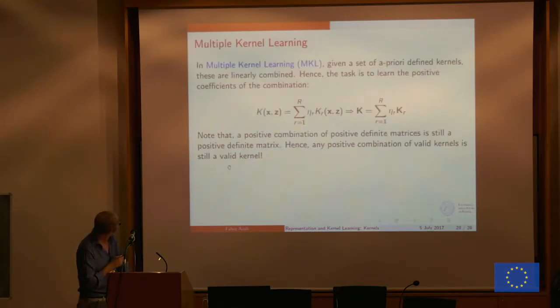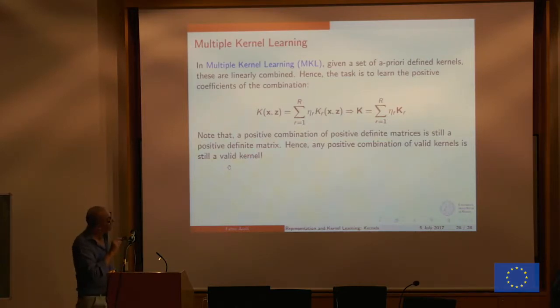Finally, multiple kernel learning. Basically, in this case, you have a bunch of kernels, which we call base kernels or weak kernels, and you want to compute a positive combination of these kernels in order to get a new kernel, a combined kernel, which performs better on your data.